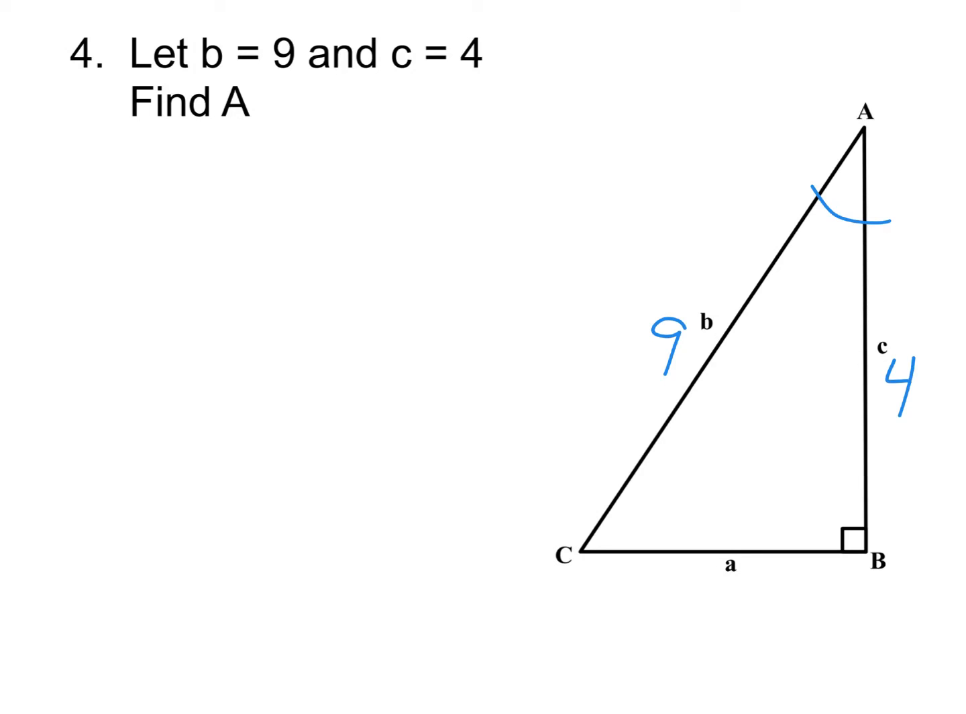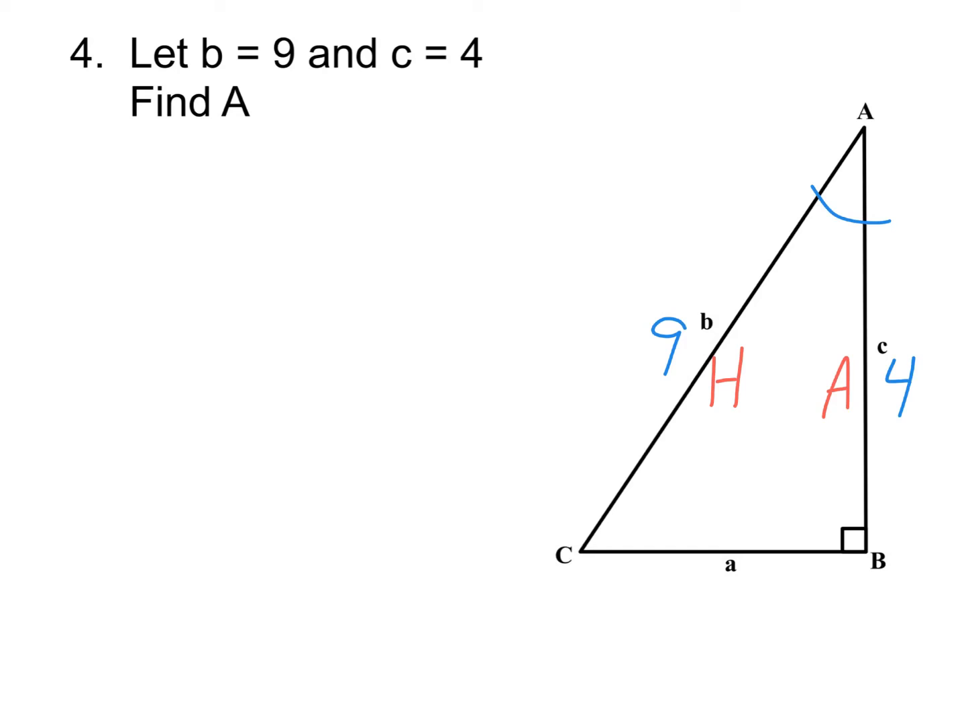And so since we're trying to find angle A, yes, I am going to need to use trigonometry here. So from angle A, what do we call the two sides? What do we call the 9 side? The hypotenuse. It is the hypotenuse, yes, because remember that's opposite of the right angle. What do we call the 4 side? Adjacent. It is the adjacent.